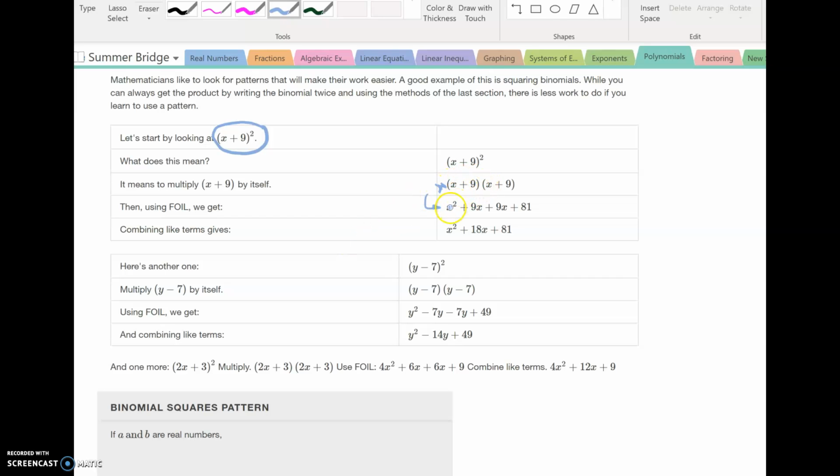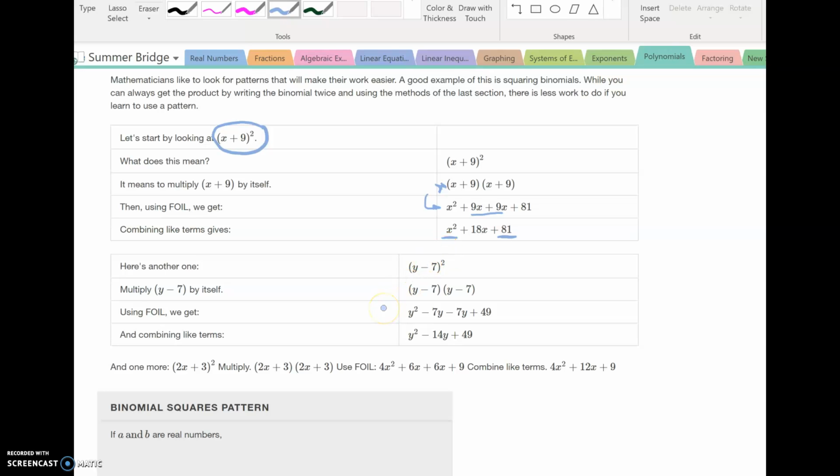We do x times x is x squared. X times 9 is 9x. 9 times x is 9x. And 9 times 9 is 81. And then we combine the like terms to get 18x. And then we start noticing some patterns. Well, x times x is x squared. 9 times 9 is 81.